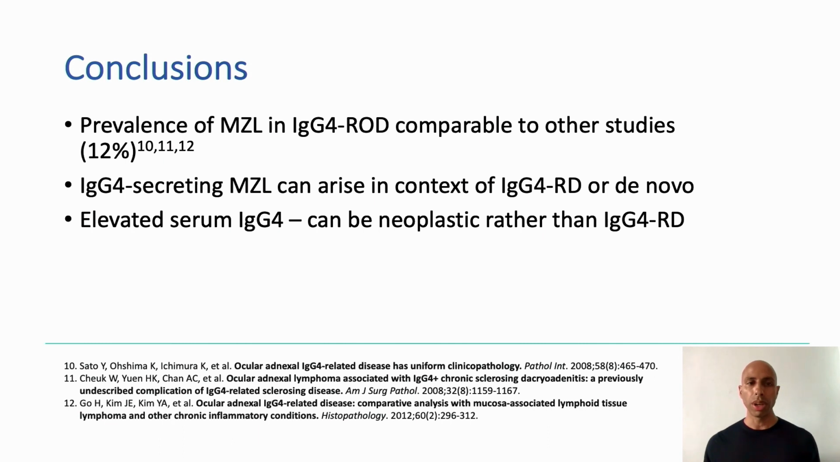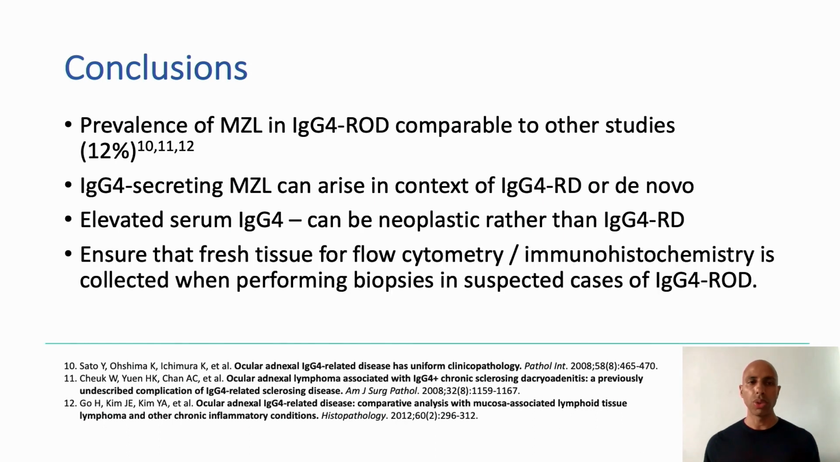And elevated serum IgG4 can be neoplastic rather than IgG4-related disease, and it's worth noting that. And to ensure that fresh tissue for flow cytometry or immunohistochemistry is collected when performing biopsies in suspected cases of IgG4-related ophthalmic disease. And treatment outcomes were favourable. Thank you for your attention.